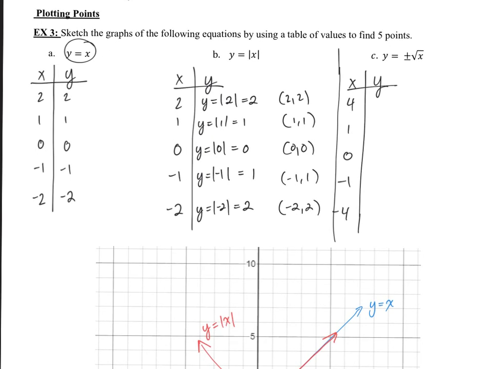Y is plus or minus the square root of x. Okay, so y equals plus or minus the square root of 4. That's my new x value. So that's going to be plus or minus 2. Then y is plus or minus square root of 1. So plus or minus 1. Okay, I'll just go ahead and fill this out.